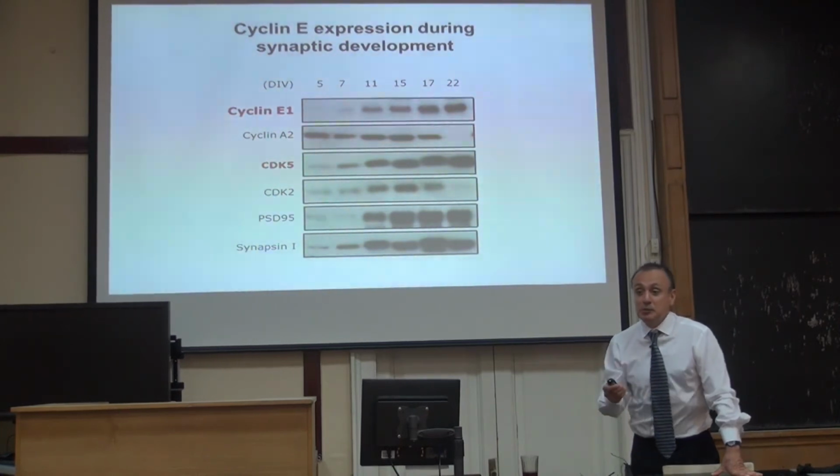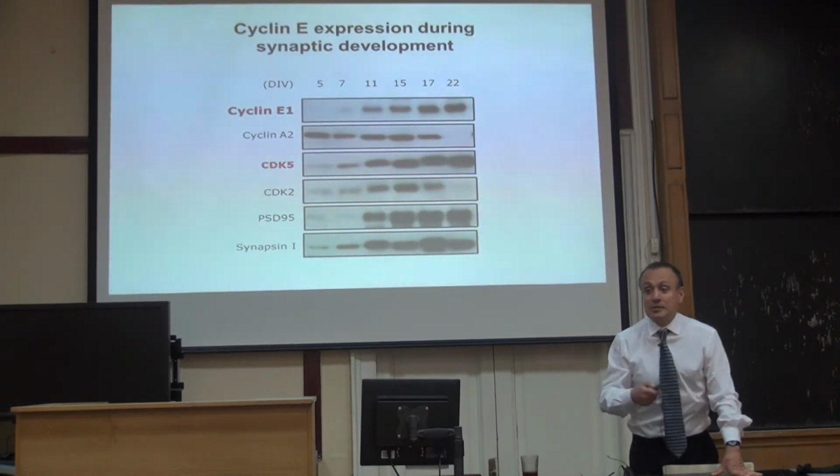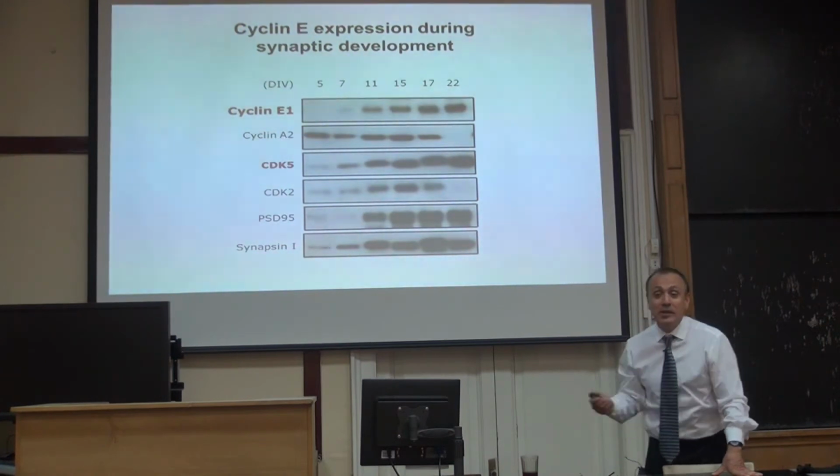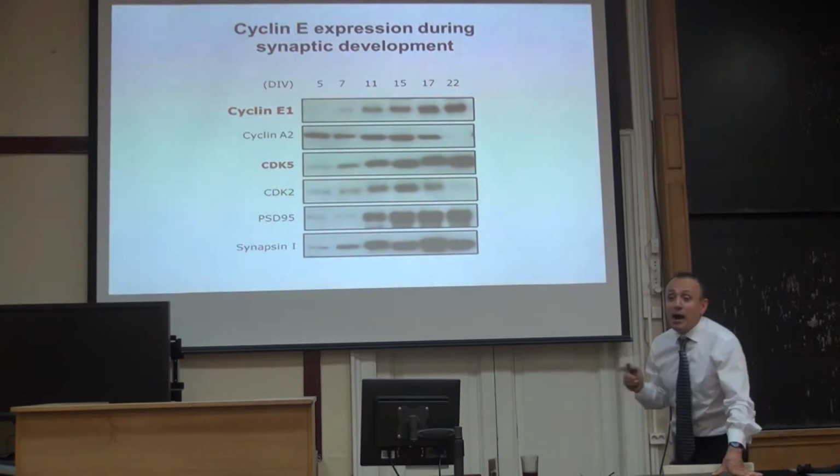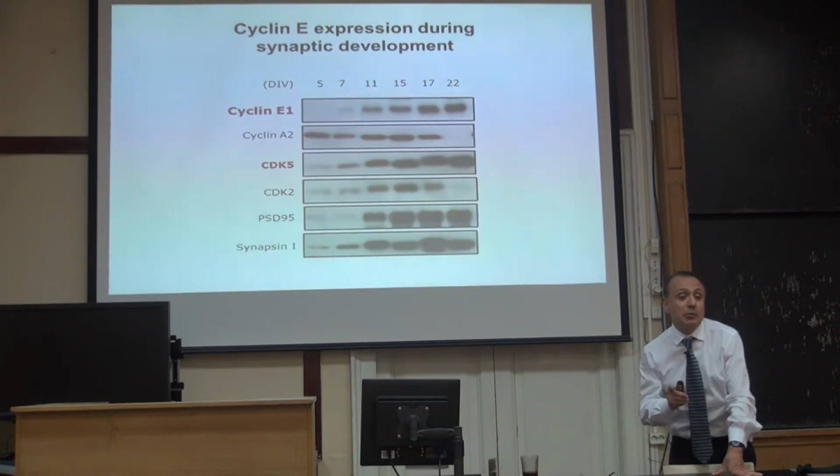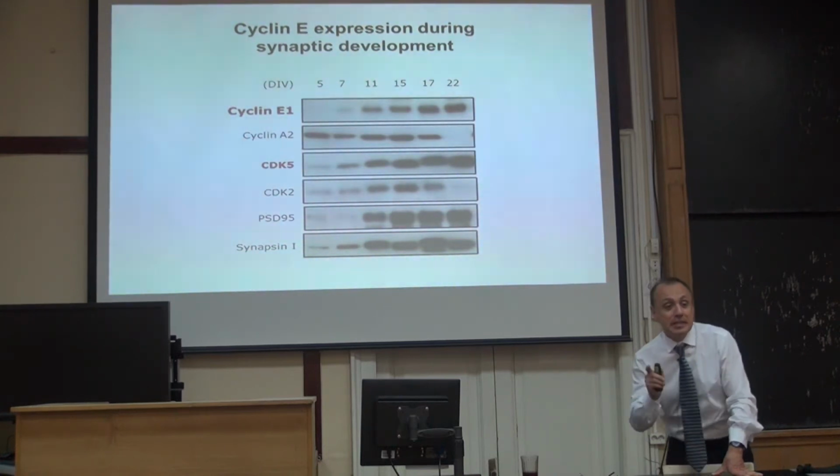Since I came to St. Petersburg, it's very cold, but of course it's a pure coincidence, hopefully, right? So the same could be here. So how can we address it? How could we nail it to show that cyclin E plays a role in synapse formation?